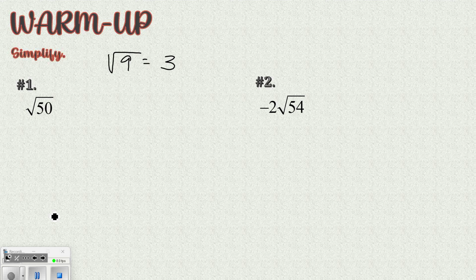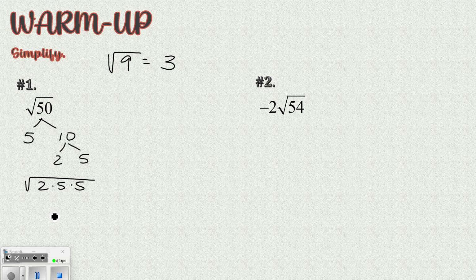Well, 50 is not a perfect square, so we need to make 50 into a perfect square. Well, how can we factor 50? We can make 50 into 5 times 10, and you could have started any other way. You could have done 2 times 25, whatever you want. But ultimately, 10 is 2 times 5, and this tells me that 50 is really 2 times 5 times 5. No matter how I started factoring 50, I'm going to get to the same thing here.